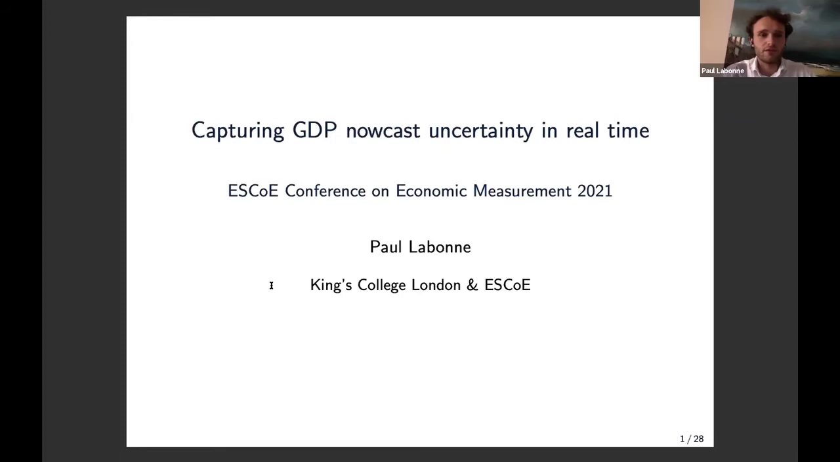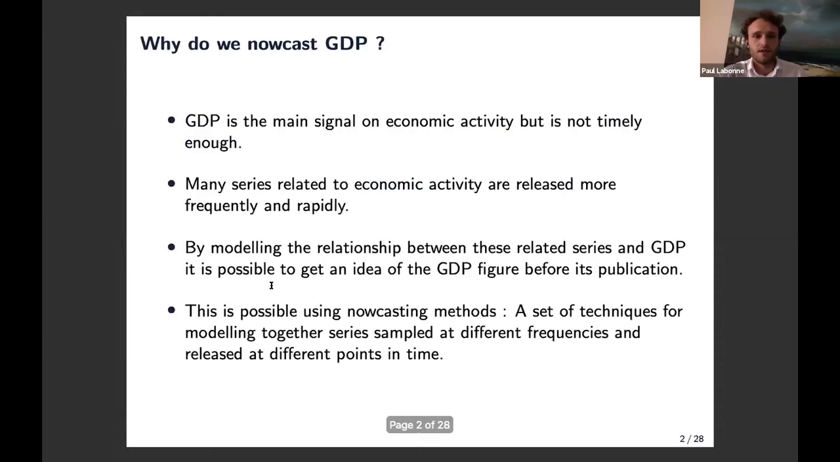Hi, everyone. In this presentation, I'm going to go through a new method to improve the uncertainty attached to GDP nowcast. But first, why do we nowcast GDP? Well, GDP is the main measure of economic growth, and it's used by policymakers and economic agents to make their decisions. And it's computed by national statistics offices using a wide range of data sources.